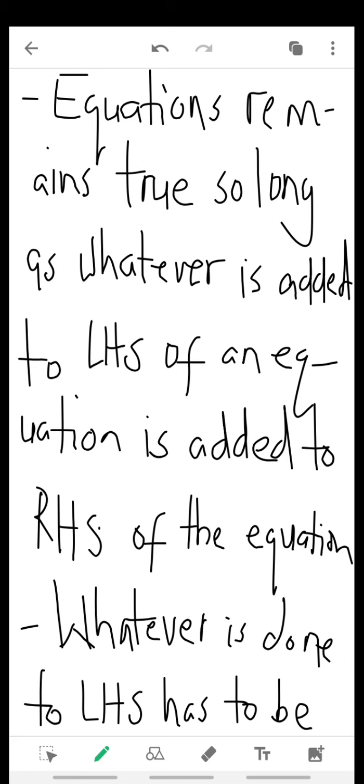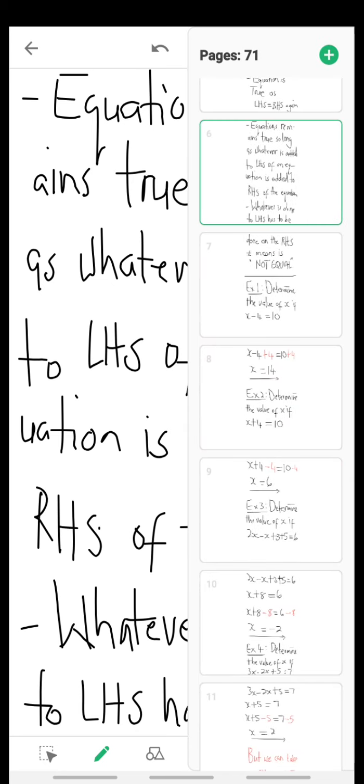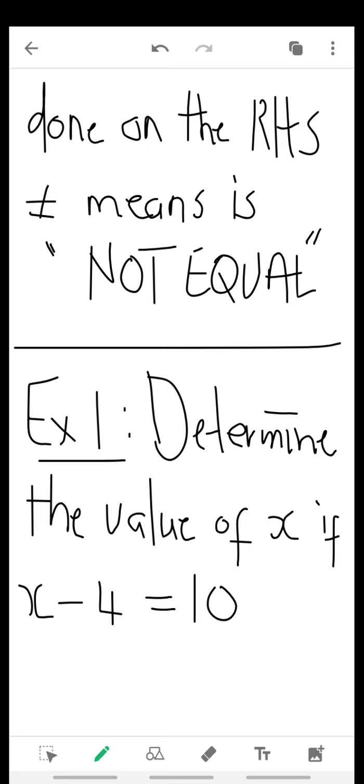Equations remain true so long as whatever we do on the left is also done on the right-hand side. So please make sure if you add something on the left, also add it on the right. If you subtract something on the left-hand side, also subtract it from the right-hand side. Whatever is done to the left-hand side has to be done also to the right-hand side. Very, very important. This symbol here means is not equal to. We know that this one is equals to, so immediately I do this, it means not equal to.